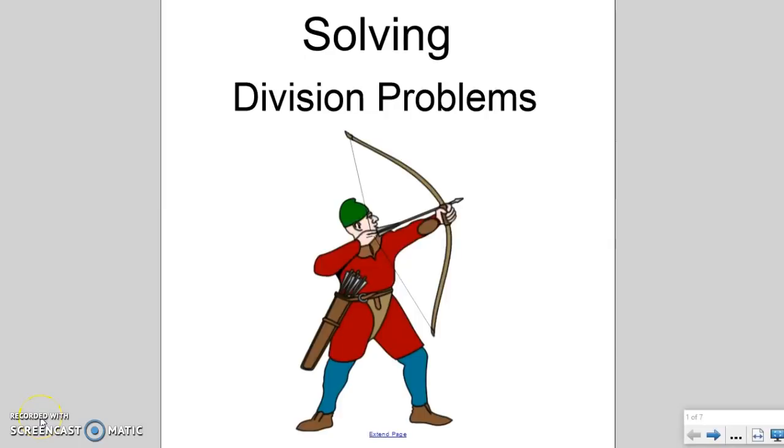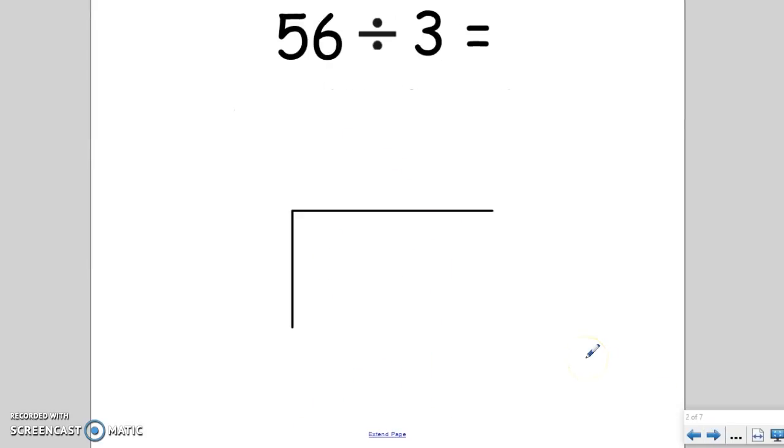All right, guys, so we have kind of mastered the steps of division using the idea of bows and arrows and archery to solve division facts. Now we're looking into solving division problems, which is really the same thing, but just doing it multiple times. So if you take a look here, guys, we have 56 divided by 3. This is a division problem.